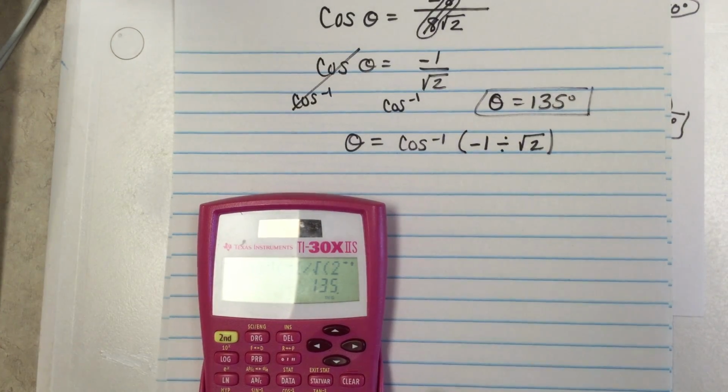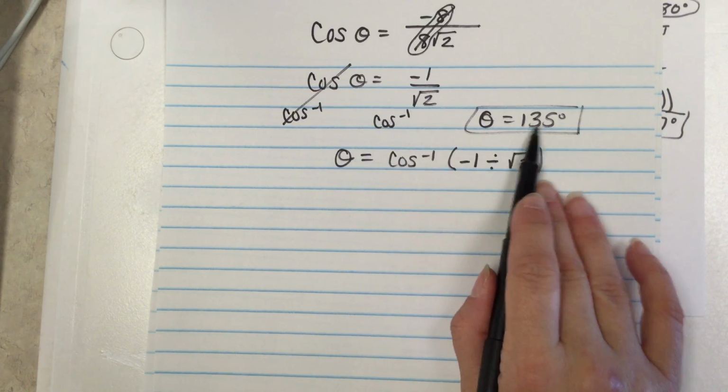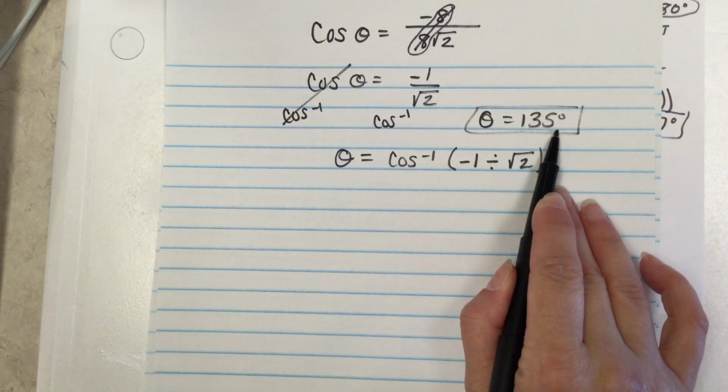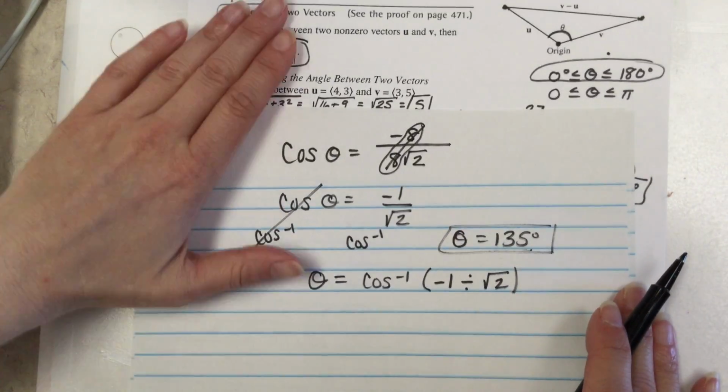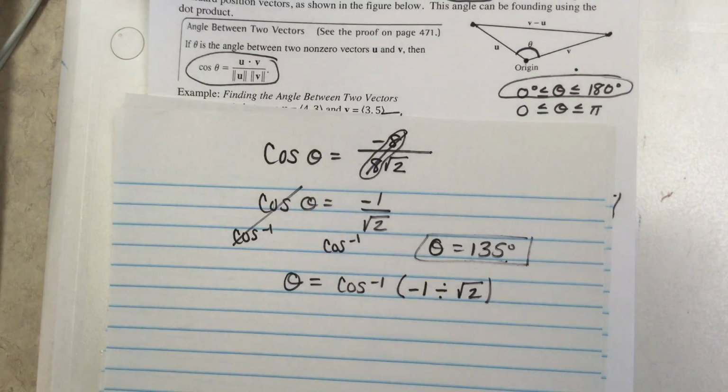If you were to draw out those two vectors, the angle that would be in between them would have a measurement of 135 degrees. Again, 135 falls between their domain of 0 to 180, so we're good to go.